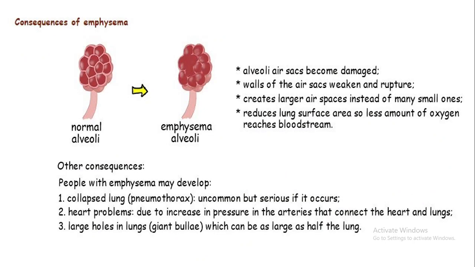Let's see what exactly happens during emphysema. The alveolar sac becomes damaged. This is a normal alveolar sac. You can see it is intact, but what happens in emphysema is these partitions get damaged, and the entire alveoli becomes disoriented. The walls of the air sacs weaken and rupture. This creates larger air spaces instead of many small ones. Reduced lung surface.